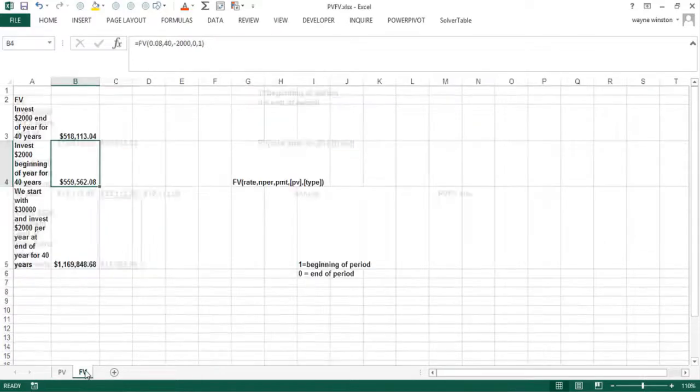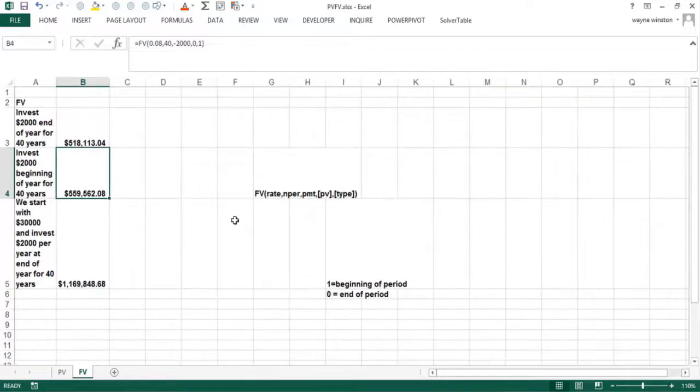Okay, let's talk about the future value function. Then we'll go on to talk about mortgage payment functions in our next video. There are a bunch of those, but they're very important.